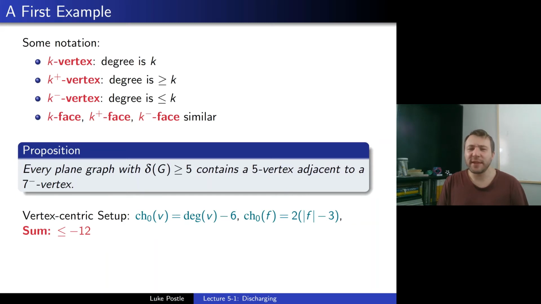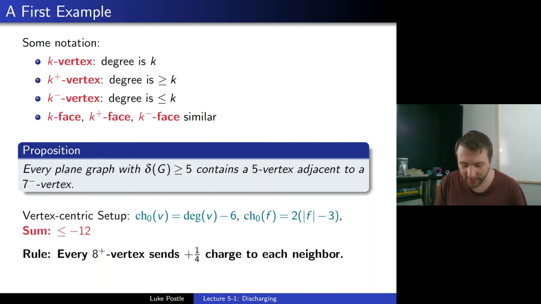Then you have to think through what's going on. The faces already have positive charge, or at least non-negative. For the vertices, only the 5 vertices will be the problem because we have minimum degree 5. They're the only ones with negative charge. So if we could somehow redistribute their charge while keeping everything else non-negative, then we'll get a contradiction.